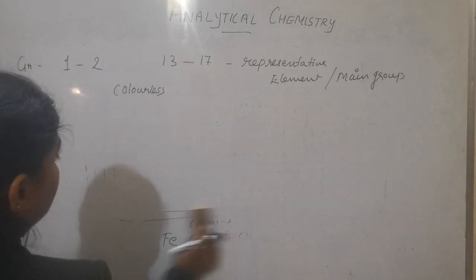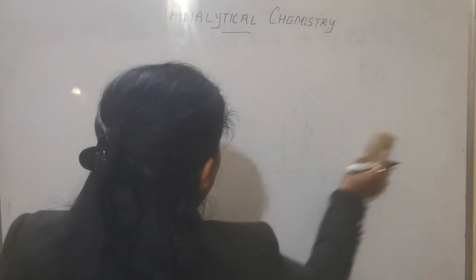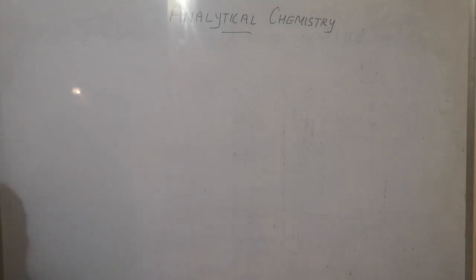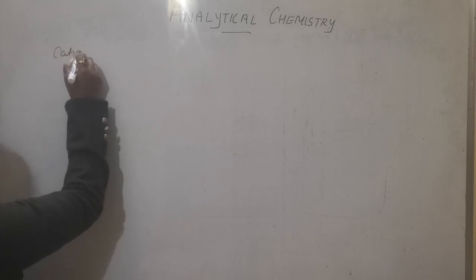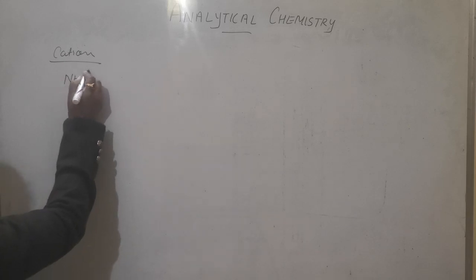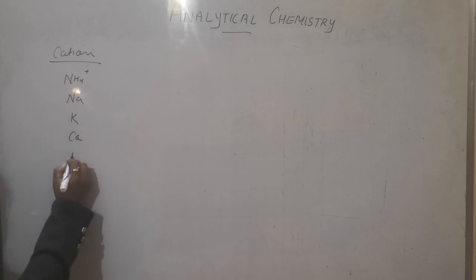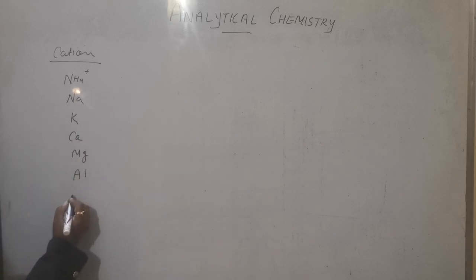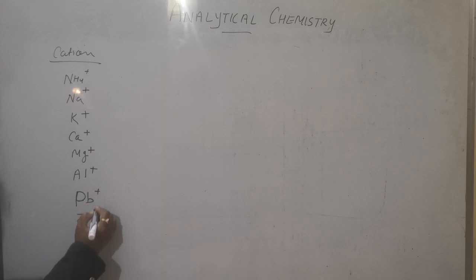Now we'll see which elements are colorless and which are colored. We'll make a table. First we'll see metal cations. Cations means positively charged species, like ammonium ion, sodium, potassium, calcium, magnesium, aluminium, lead, zinc. These are all positive species, and that is why they are called cations.